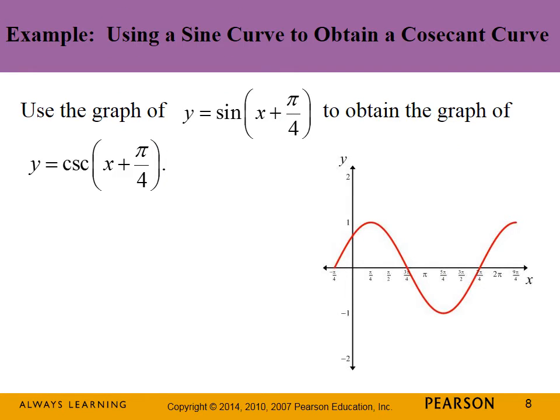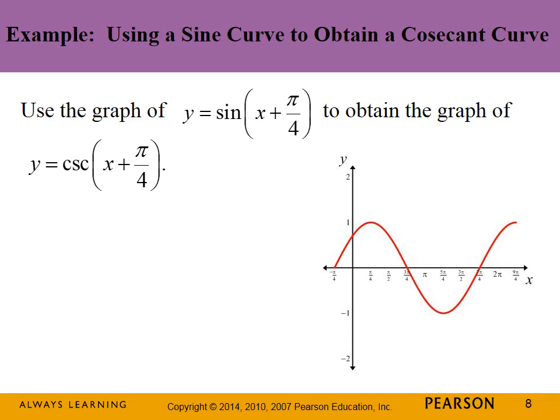Let's look at our first example. Again, the way that we graph a cosecant or a secant function is start by graphing the corresponding reciprocal function. In this example, they've started with the graph of y equals sine of x plus pi over 4 already drawn. So refer back to section 4.5 for the steps in how to graph a sine or cosine function.